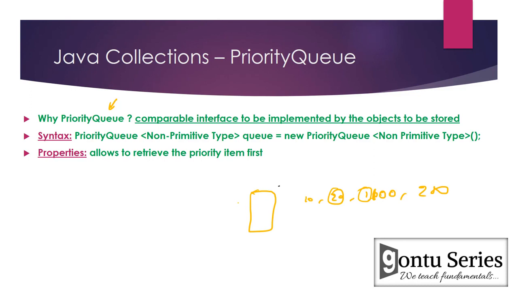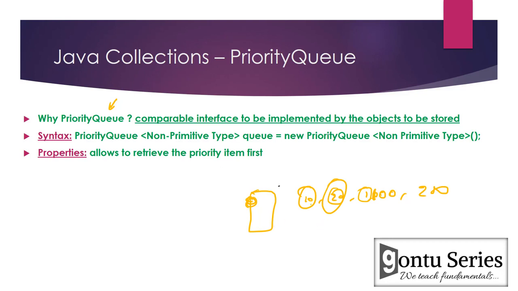Now for the JDK to understand which element, which object actually has to come first, it's mandatory that it does that using Comparable, using the compareTo method. If the compareTo method is present in that user defined object, say Country, then it can compare this object with that object, and that's how it can know which object has to be present at the head.